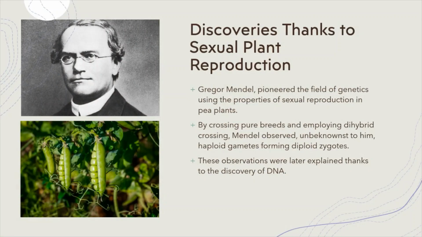The sexual aspect of plant reproduction allowed early scientists to gain an understanding of genetics and comprehend dominant and recessive traits. You all know about Gregor Mendel, right? Of course, who doesn't? Gregor Mendel, the famous scientist who pioneered the field of genetics by using the properties of sexual reproduction in pea plants. By crossing purebreds and using dihybrid crossing, Mendel observed, unbeknownst to him, haploid gametes forming diploid zygotes.